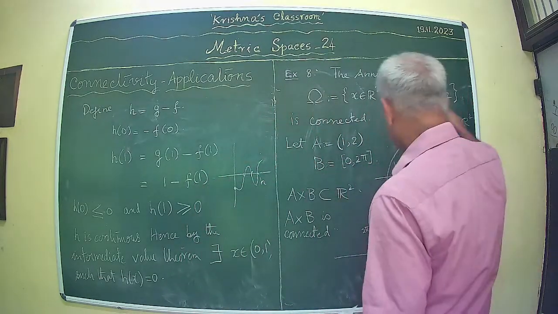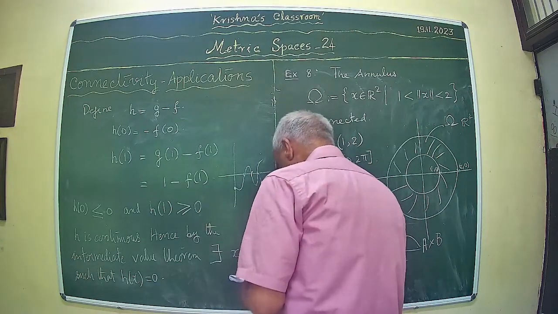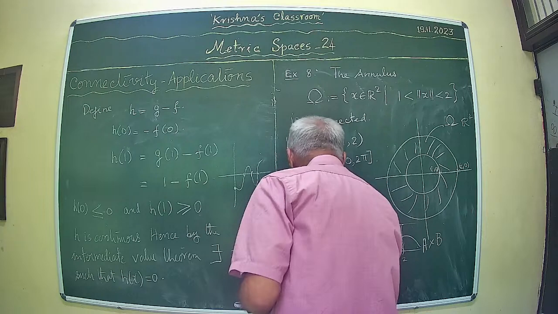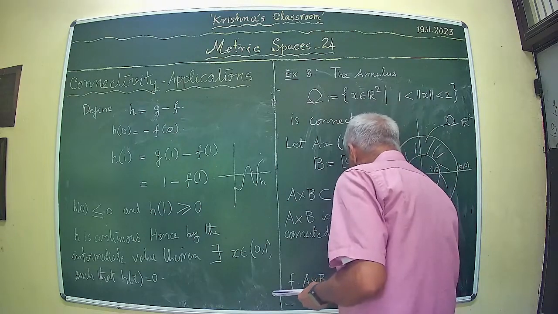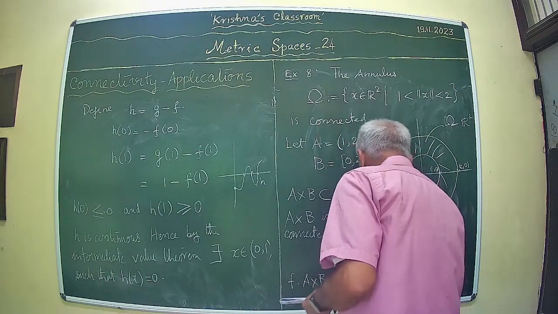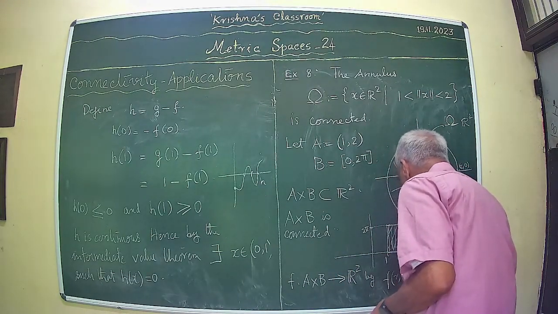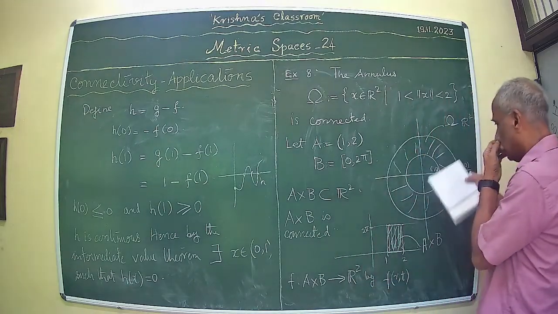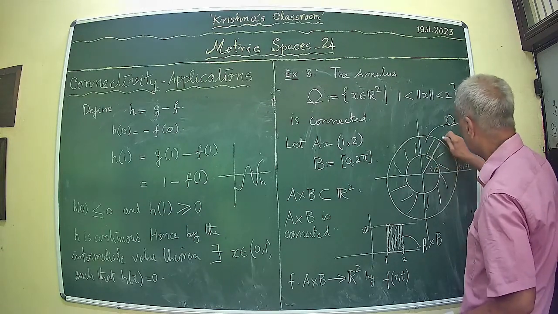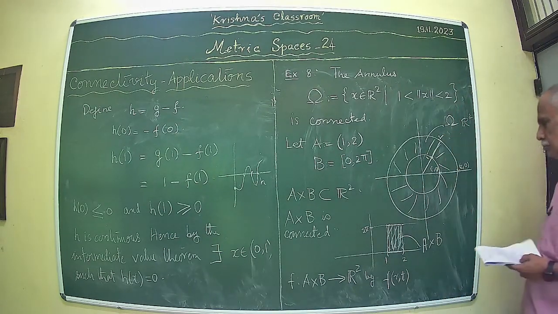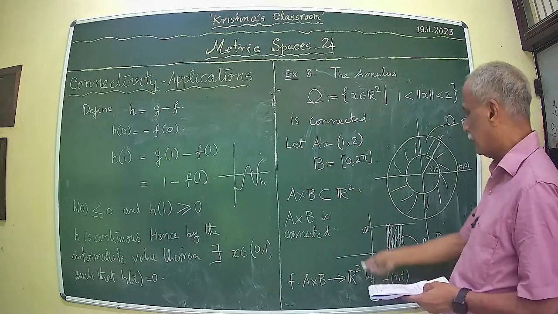Now, how to get this annular region from this? Observe that suppose you define f from A cross B to R2 by f of (r, t), r running from 1 to 2. That means you are taking this. This is r equal to 1, r equal to 2, and in between. So you get this one and then swing it around using this part of the map.